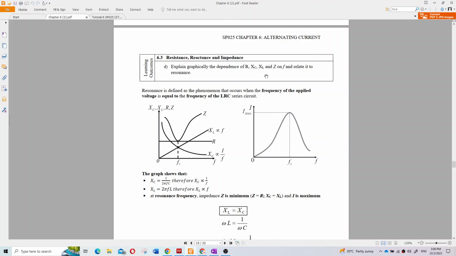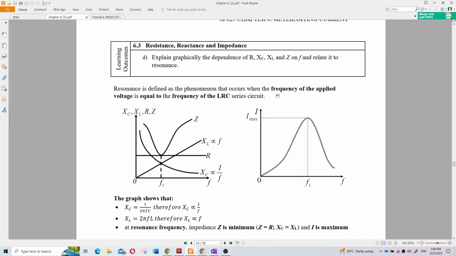Relate the dependence of all these values on the frequency and relate it to resonance. What is actually resonance? In the previous lesson I did talk about resonance, so let us review what we have learned. Resonance is defined as the phenomenon that occurs when the frequency of the applied voltage equals the frequency of the LRC series circuit.